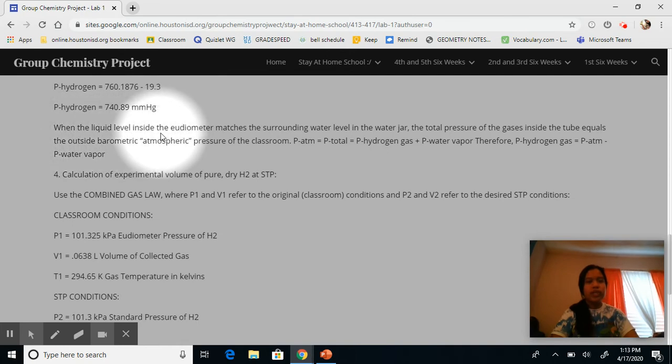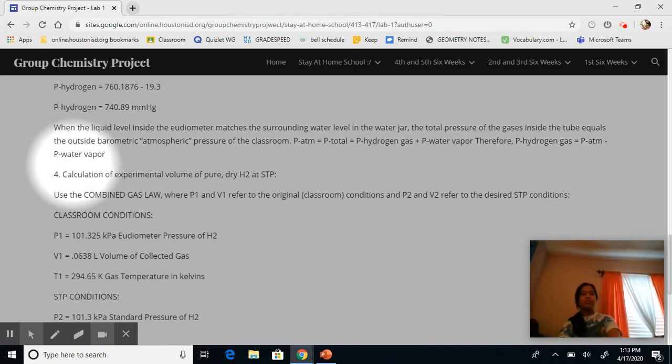When the liquid level inside the meter matches the surrounding water level in the jar, the total pressure of the gas inside the tube equals the outside pressure of the classroom. P ATM is equal to P total, which is equal to P hydrogen gas plus P water vapor. Therefore, the P hydrogen gas is equal to P ATM minus P water vapor.